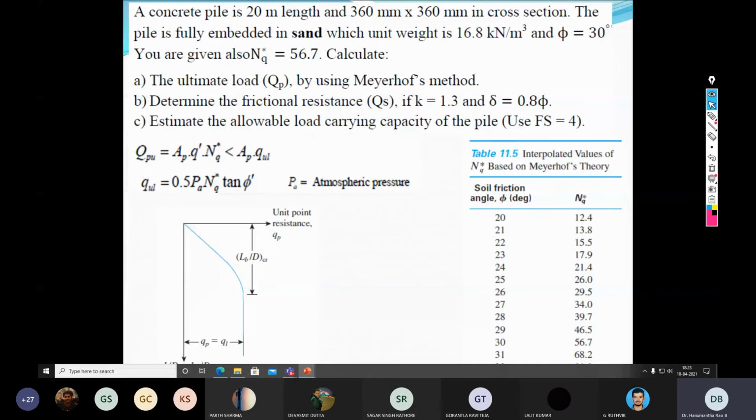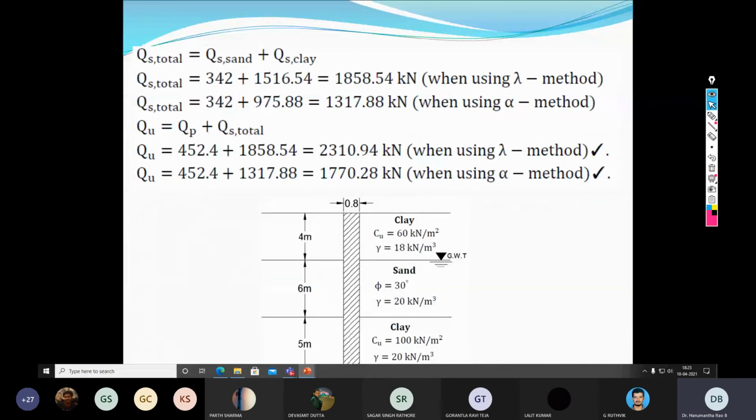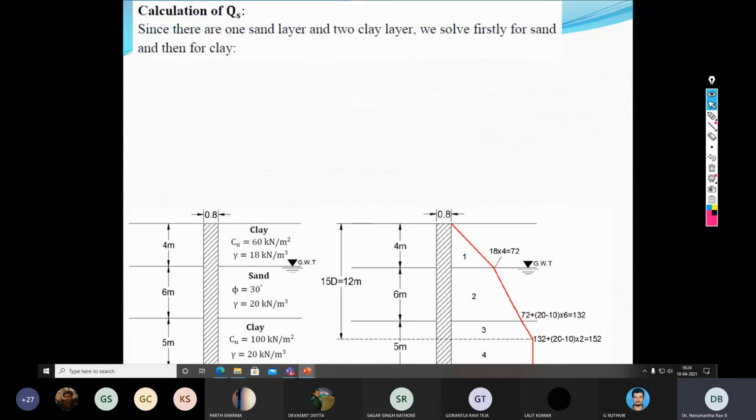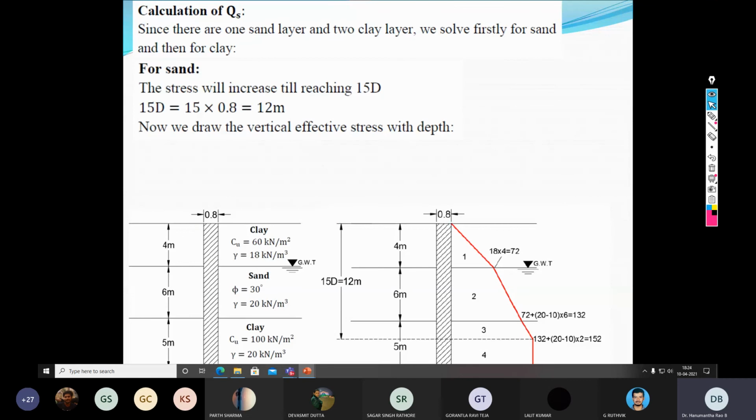Sir, how did we get 342, sir? Can you tell once again, sir? Qs of sand. See, first of all, Qp is done. Now this is Qs of sand. In the case of sand, you have to follow the principle of limiting the unit skin friction. You can use the formula of 15D or 20D. In this case, I have taken up to 15 times D. So you need to assume that the unit skin friction varies linearly up to 15 times D, and thereafter the unit skin friction becomes constant.